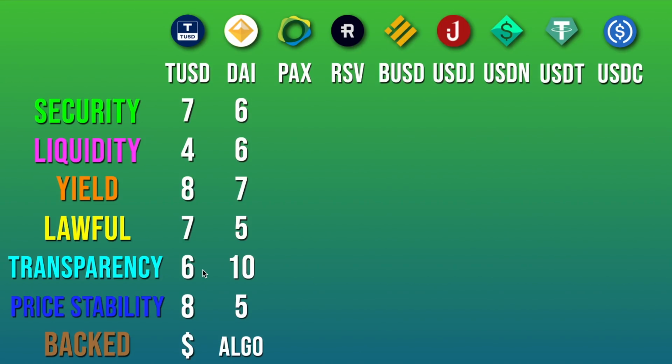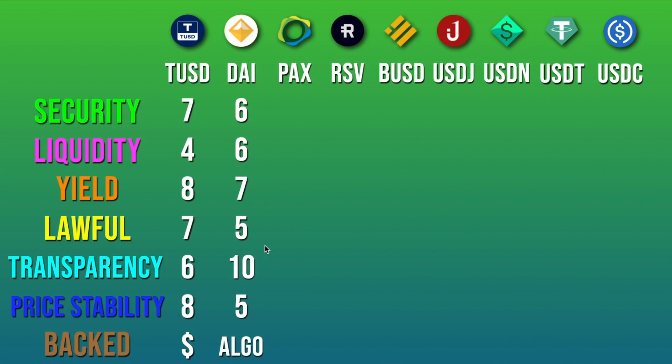Yield is 7 because you can use it for yield farming gimmicks, as well as you can actually use it. It actually should be 8 or maybe even 9, because you can also use it on crypto.com and even the Celsius network. So it's quite easy for people to get yield on DAI as well. So this should be at least 8.